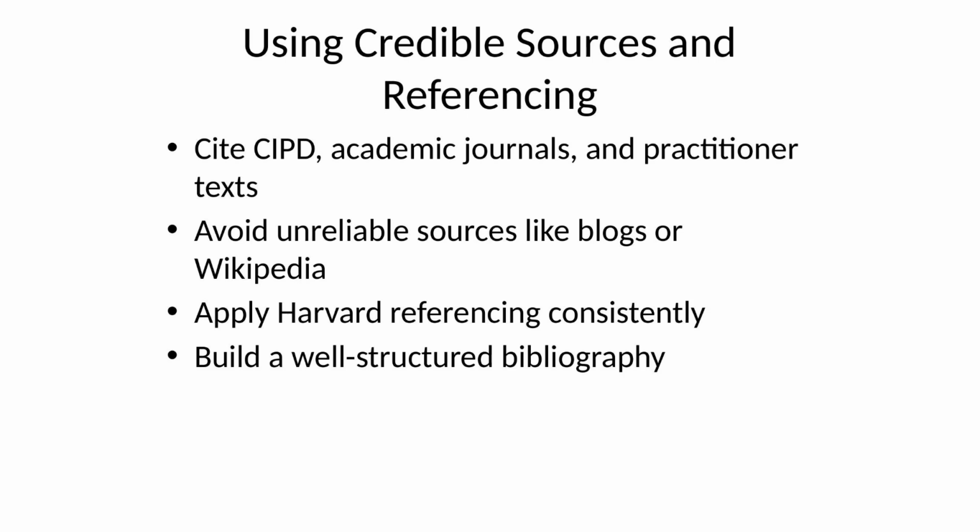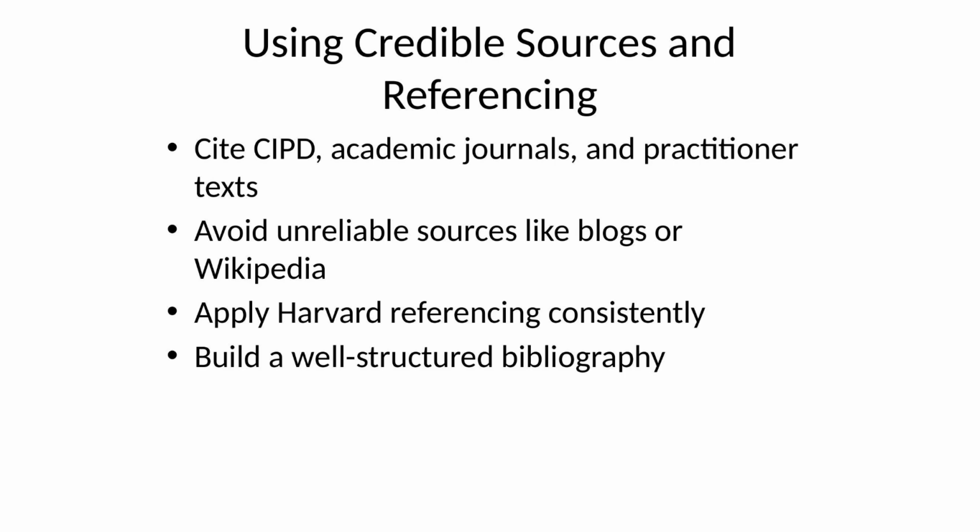Citing credible sources is essential to demonstrating academic integrity and depth of research in your 7CO04 assessment. Use a combination of CIPD resources, academic journals, practitioner books, and policy papers to support your arguments. Avoid referencing blogs, forums, or Wikipedia, as these lack scholarly rigor. Make sure your referencing follows the Harvard style, which includes in-text citations and a complete bibliography. Check your style guide for accuracy and formatting.